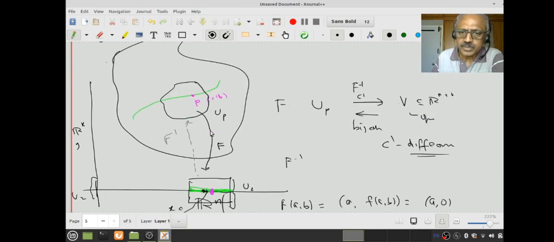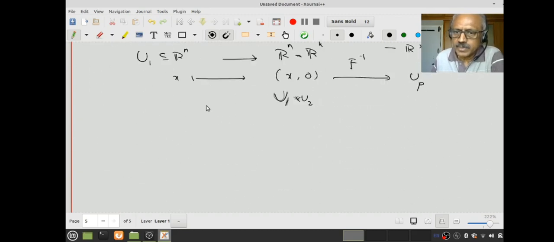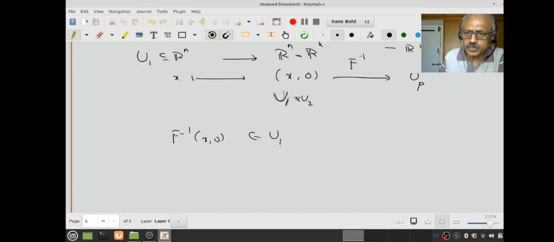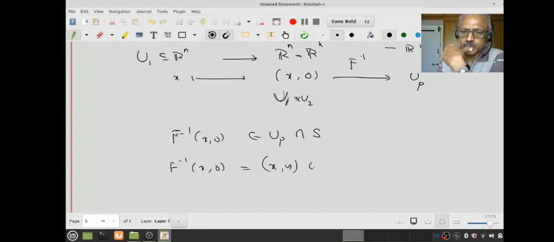Then I look at F inverse of that. It will land somewhere in UP, and I want to say where. F inverse of x comma 0, of course, is in UP. I say it is also in S. Why? Remember, F inverse of x0, suppose it's a point xy in UP. Because F is a bijection from UP to U1 cross U2, if I take a point here, it has to be in UP. Therefore, there is no problem.